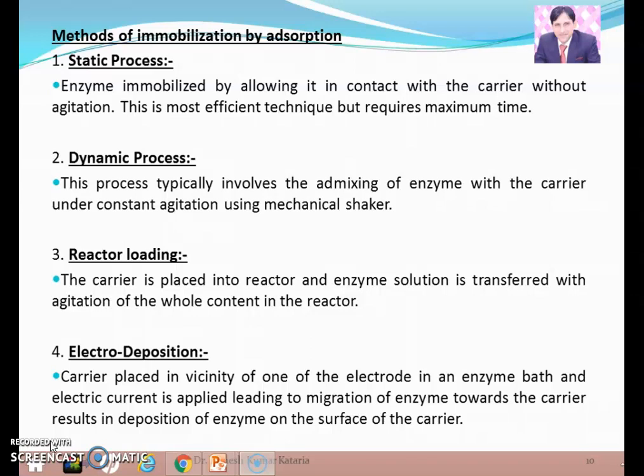So it is a comparatively faster process than the static process. Reactor loading process is also called the commercial process, where enzyme and carrier or support are kept together in a reactor or fermenter. Means at large scale, when an abundant quantity of enzyme is to be immobilized, this method can be used. Electrodeposition technique: as the name suggests, here the carrier is placed in the vicinity of one of the electrodes in an enzyme bath and electric current is applied, which leads to the migration of the enzyme toward the carrier. That process is called electrodeposition.